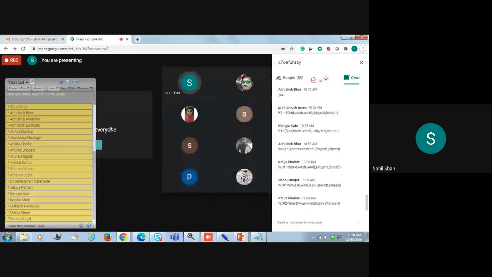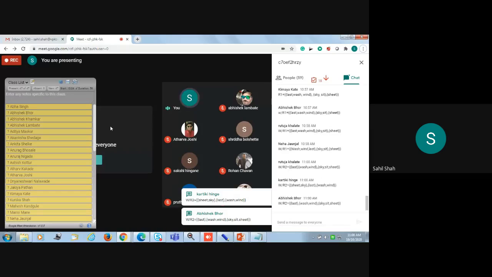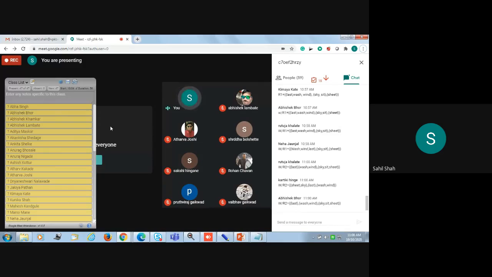Am I clear? Yes. R2 is also given. Okay, fine. R2 is what? W of R2, she is saying last, comma, wash, wind, sky, sit, shit. Very nice. Correct. Kartiki, you are going wrong. Kartik, is it wrong or correct? Yes, it is correct. Everyone is correct. Okay, fine. I think Kartiki, you are supposed to write sit as well in the first block. You have written only two words, shit, comma, sky. You must include sit as well.